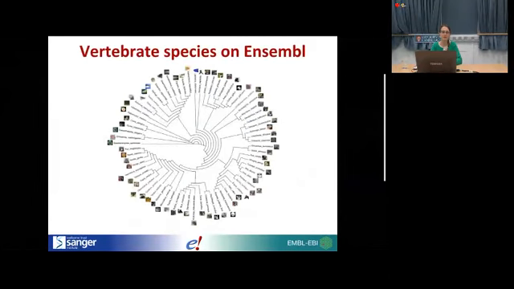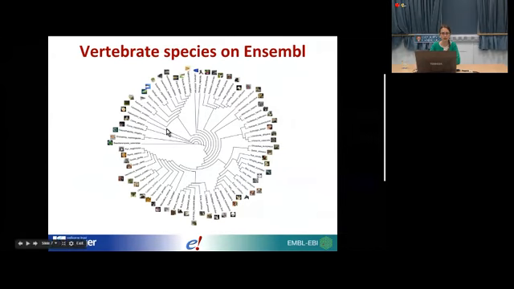So we cover vertebrates in Ensembl. We have about 70 species, and we try and cover a wide range of taxonomic space. We also try and cover species that have some kind of importance. So we cover model organisms for medicine. We cover agricultural species. We cover conservationally important species. So we really try and cover as much as we can with the resources that we have.